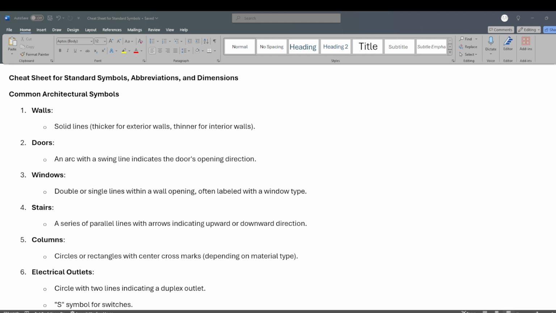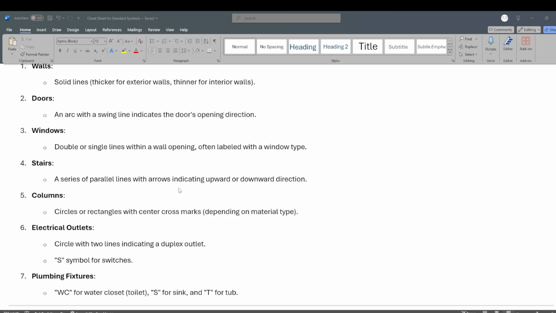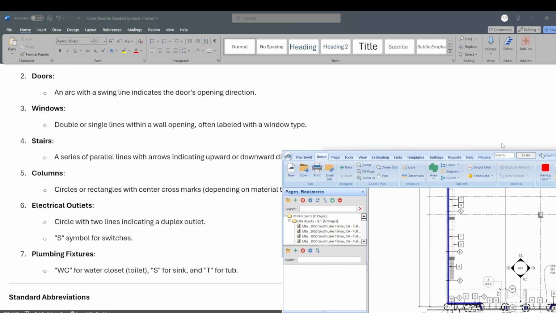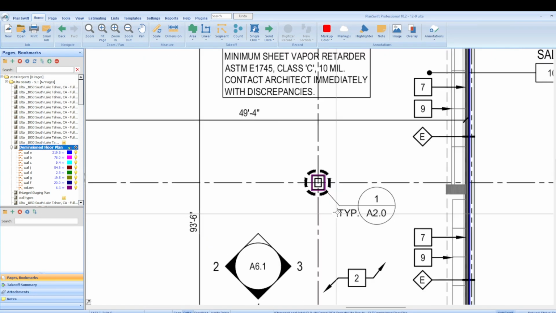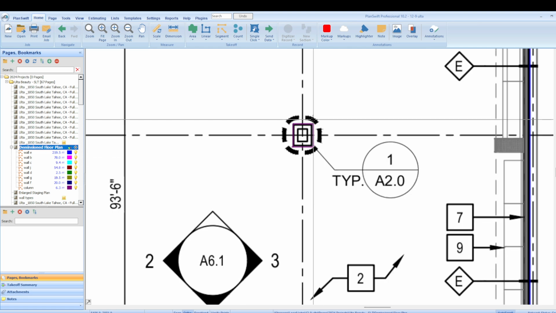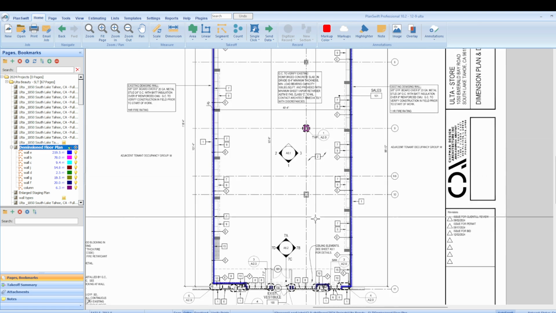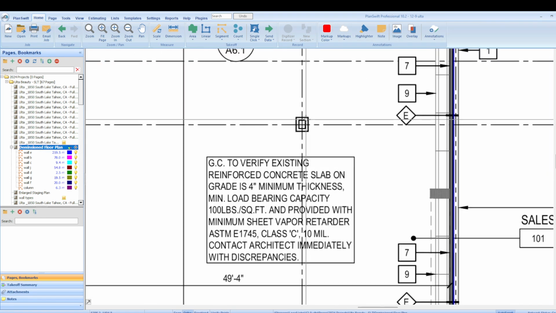All right, stairs. This doesn't have stairs, but they appear as a set of parallel lines with arrows indicating upward and downward direction. Okay, that's pretty much what that looks like. And columns. We have some columns on this one. The column is typical, and that's another phrase that's important, meaning wherever I see this type of symbol, which is here and I think here and here. So there's three columns. Okay, those represent columns.